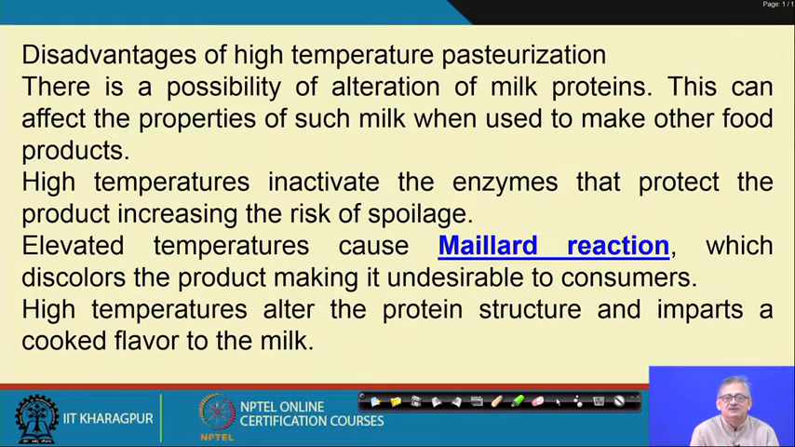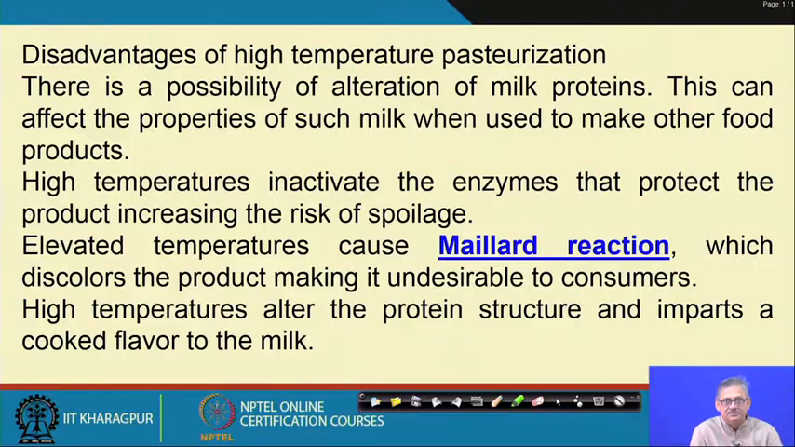And you remember that we had said in earlier classes that as and when new things come, we will try to explain them as much as possible, because that becomes generalized, not only in liquid milk or liquid food, but also in solid foods. So, this elevated temperature causes the Maillard reaction. What is the Maillard reaction?